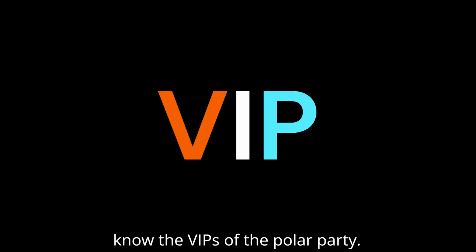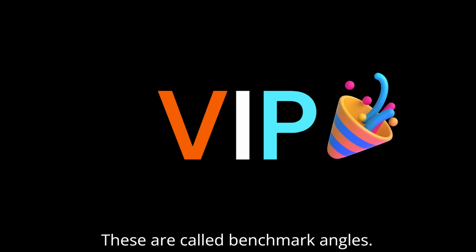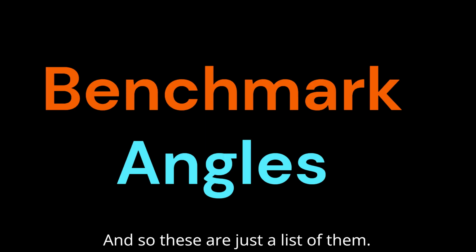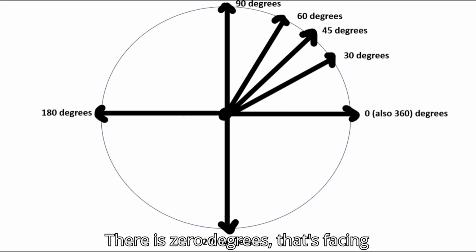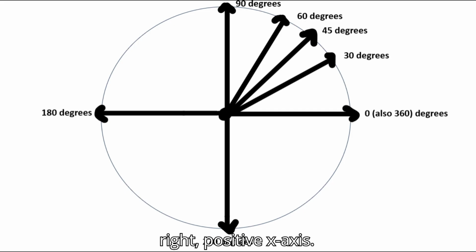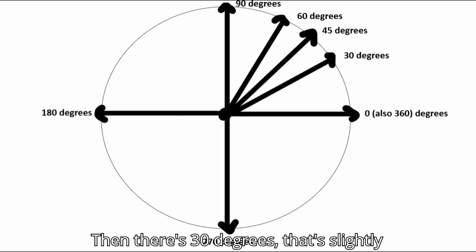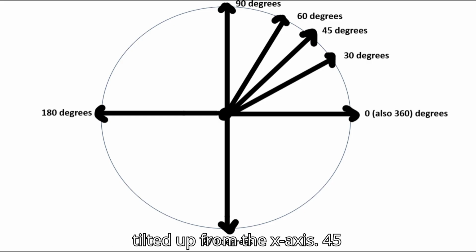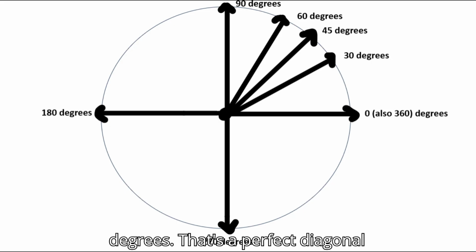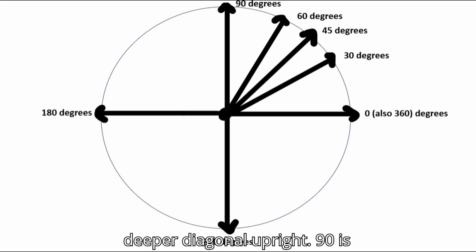Now, if you want to graph fast, you gotta know the VIPs of the polar party. These are called benchmark angles. And so these are just a list of them. There's 0 degrees, that's facing right, positive x-axis. Then there's 30 degrees, that's slightly tilted up from the x-axis. 45 degrees, that's a perfect diagonal upright. Then 60 degrees, that's a steeper diagonal upright. 90 is straight up. 180 is straight left. 270 degrees is straight down. And 360 is a full circle back where you started.